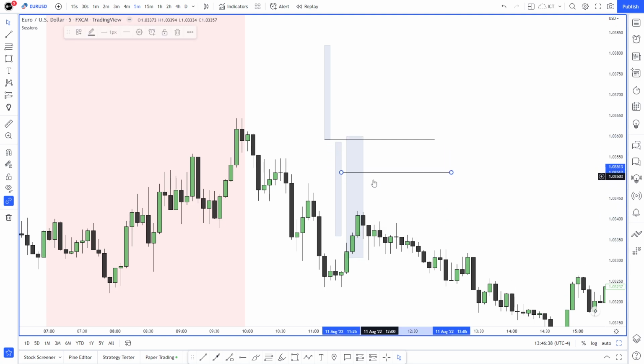So there's no way for me to apply that. So is this displacement? It is. It's just that it didn't create a fair value gap. So I'm not going to use that because I don't have the fair value gap. Fair value gap is what I'm going to need to take an entry 100%. If I don't have a fair value gap, there's literally nothing that I can do.